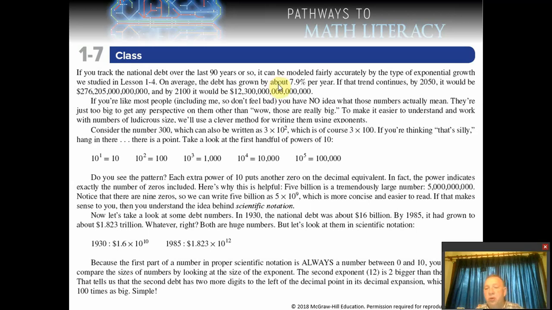So it's grown to 1.079 times that. If that trend continues, by 2050 it would be 276,205,000,000,000, and by 2100 it would be 12,300,000,000,000. And if you're like most people, including me, you have no idea what those numbers actually mean. Those are pretty large numbers, so I didn't even want to call them out. They're just too big to get any perspective on them other than that they're pretty big numbers.